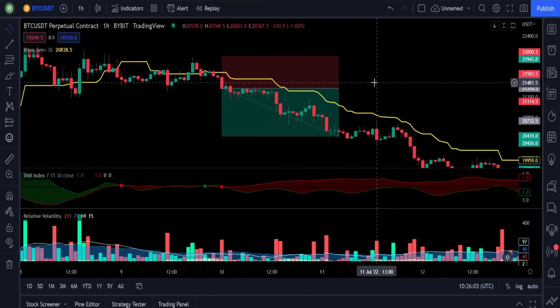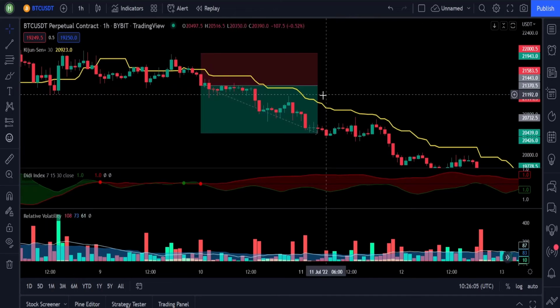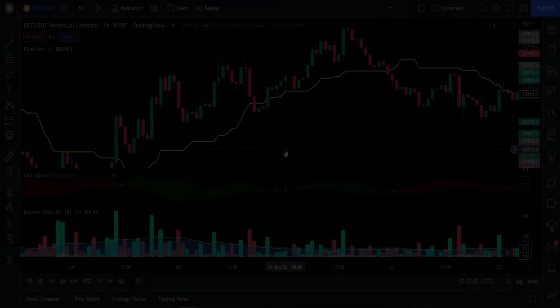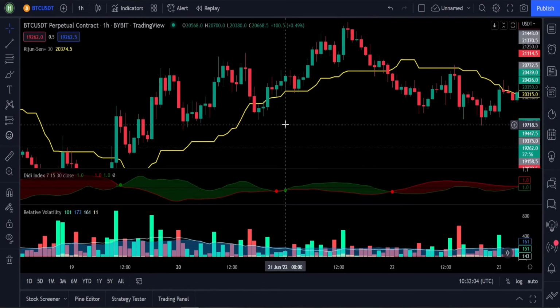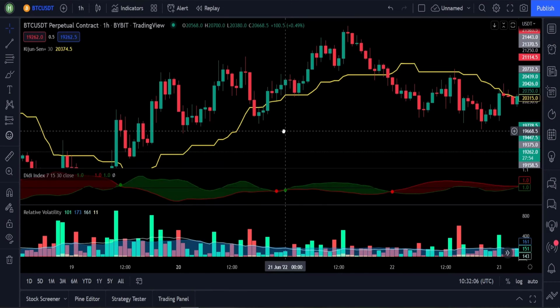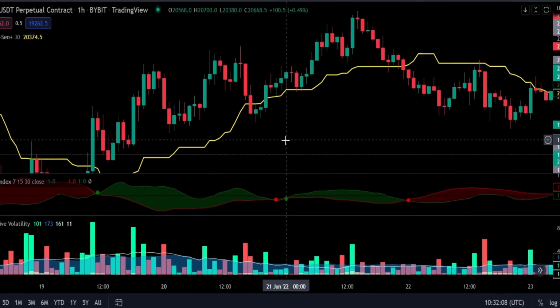I think this strategy has good potential, but you have to be aware of false signals. And the way you can do that is, before entering the trade, carefully see if all the rules are fulfilled, and only after that, enter the trade.